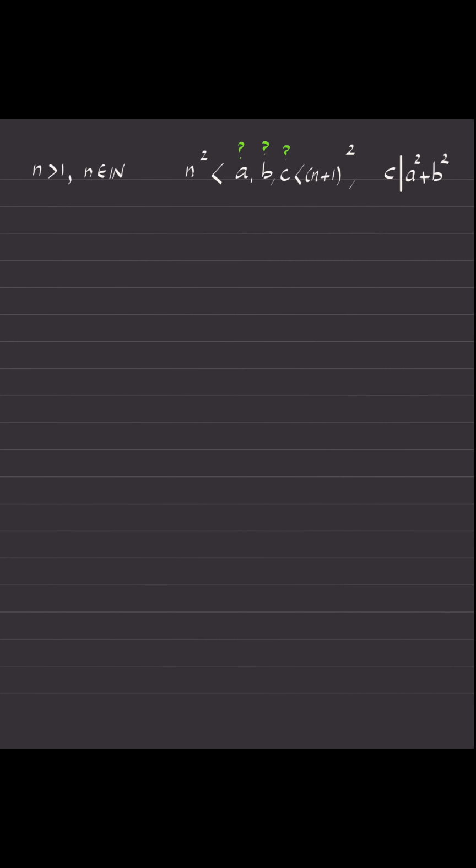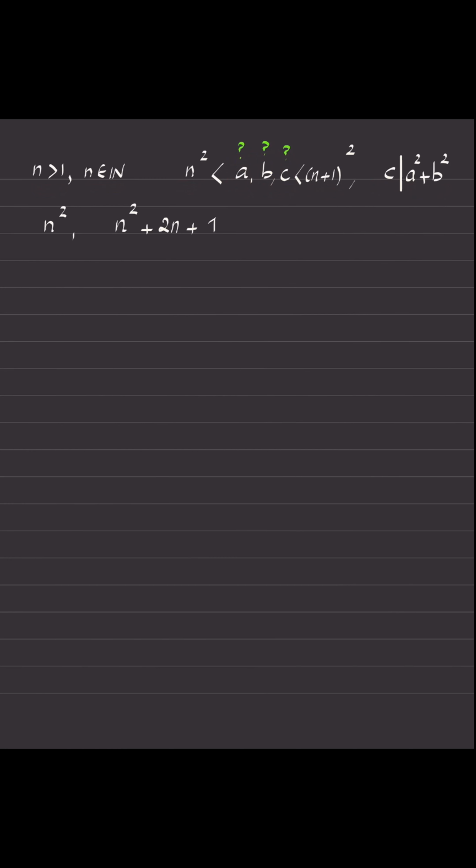So the problem is I want to find these distinct natural numbers a and b and c between n squared and (n plus 1) squared, if n is a natural number greater than 1, so that a squared plus b squared is divisible by c. Okay, the first thing that I do, n squared is just n squared, but (n plus 1) squared can be written as n squared plus 2n plus 1.